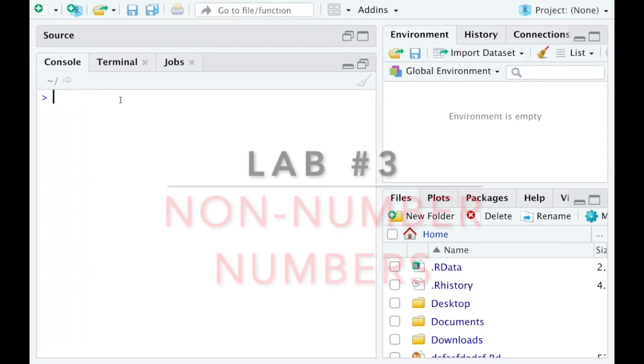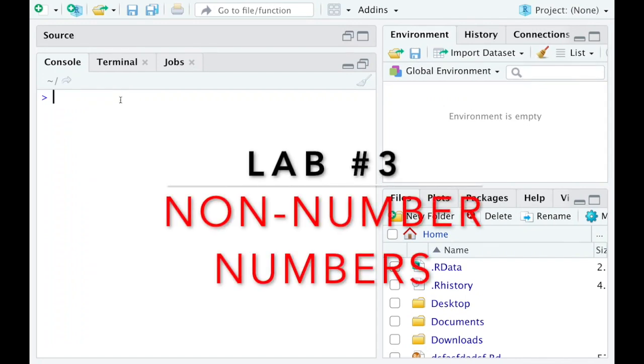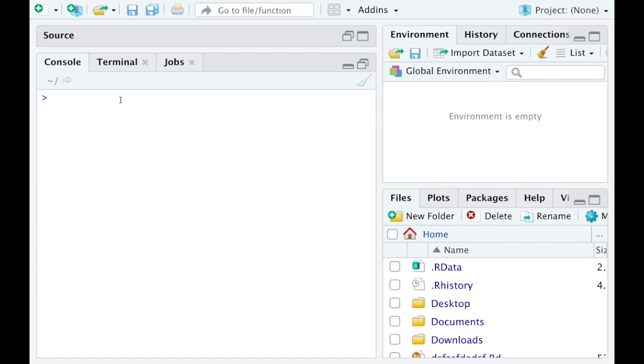In this video, I'm going to introduce you to some special numbers that you may run into when you're performing computations. The first one will be something like this. I might be dividing 1 by 0, in which case the way R interprets that is infinity. If I threw a negative on there, I'd get a negative infinity out of it.